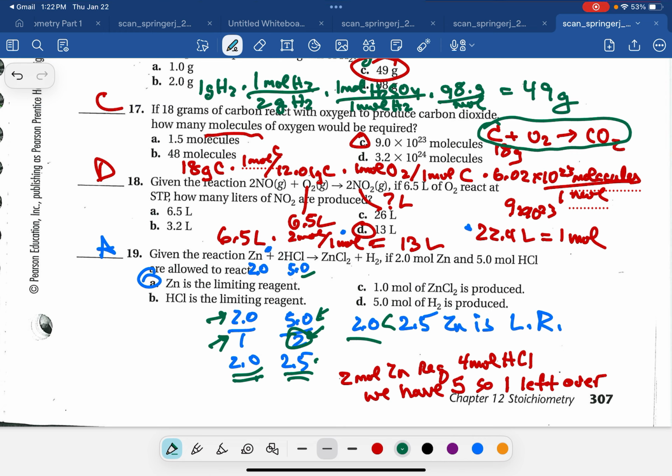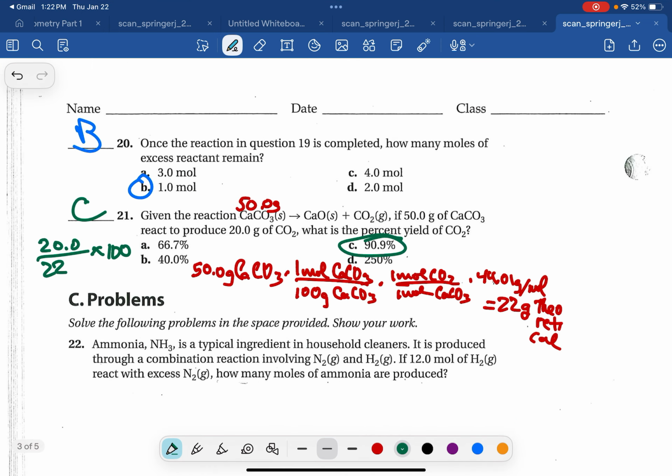Or you could say, since we had 2 moles of zinc, we needed 4 moles of HCl because it's a 1 to 2 relationship. So if we had 2, we used 4, we had 5, so we got 1 left over. B, 1 left over. And number 21, given the reaction, calcium carbonate makes calcium oxide plus carbon dioxide.